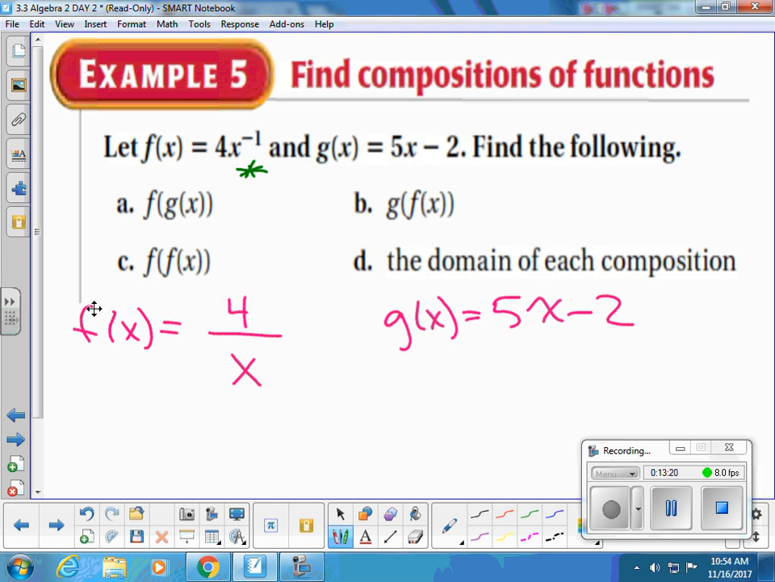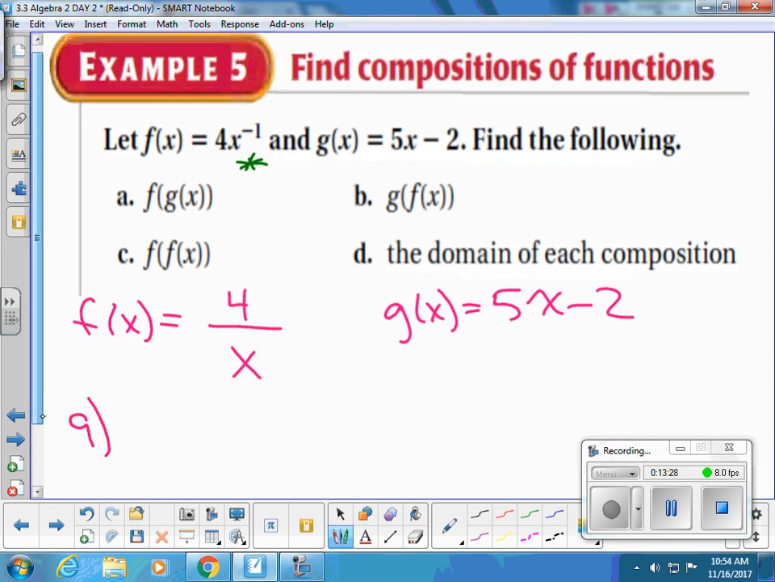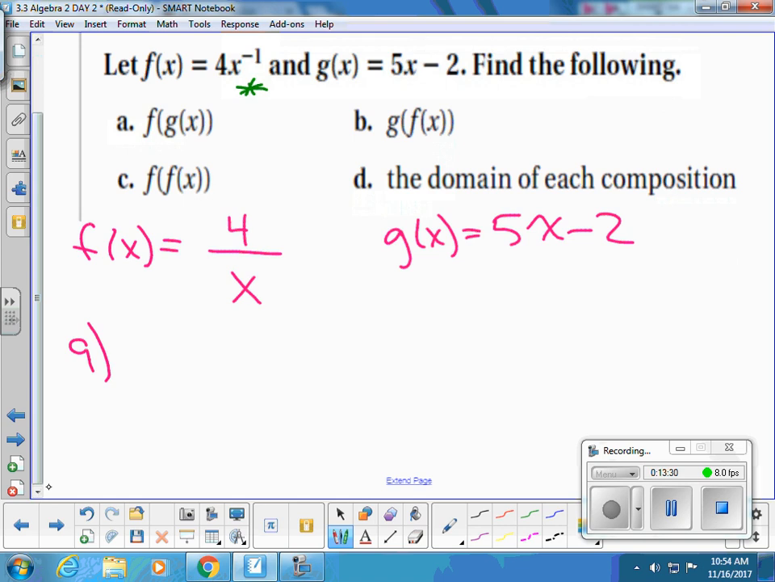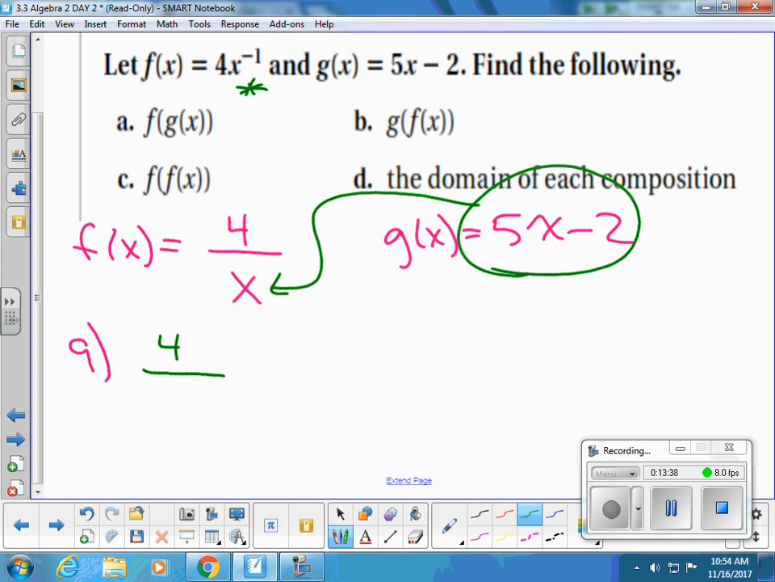Yeah, we're going to do all of them. Well, we'll answer the domain as we go. So let's do f of g of x. So which one am I circling and where am I putting him? I'm circling g, and I'm putting him in place of x right there. So it's 4 over 5x minus 2. And there's no simplifying to be done, so that is the answer to f of g of x.